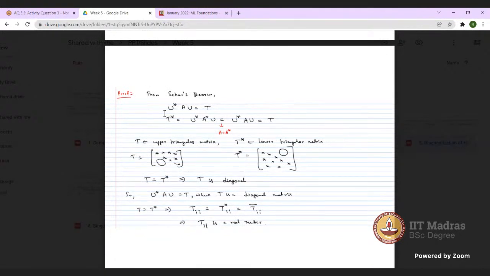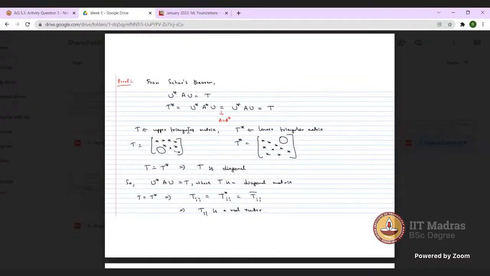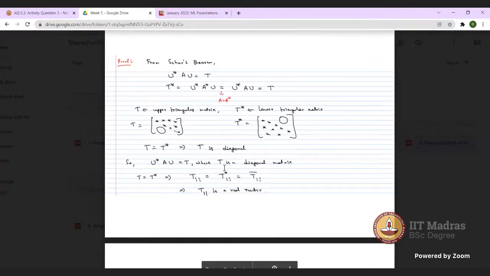So from Schur's theorem, which we saw, U star A U equals T. T is this upper triangular matrix, and A could be any matrix. But for our case, if we modify this for a Hermitian matrix, T is an upper triangular matrix and T star is a lower triangular matrix, and T equals T star, which can only happen if all the non-diagonal elements are zero.